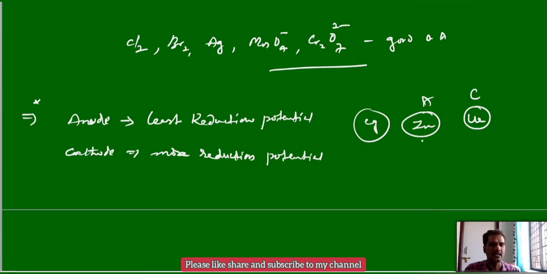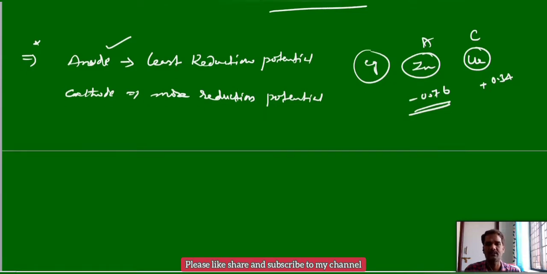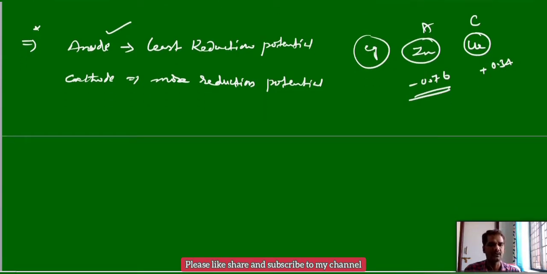So you can see in the electrochemical series, zinc has an electrode potential value of minus 0.76, whereas copper has an electrode potential value of plus 0.34. So zinc has the lower reduction potential value, hence it can act as an anode, and copper has the higher reduction potential value, hence it can act as a cathode. So whenever they give two electrodes, we always have to check that the electrode with lower reduction potential value acts as the anode, and the one with higher reduction potential value acts as the cathode. So this is very important.